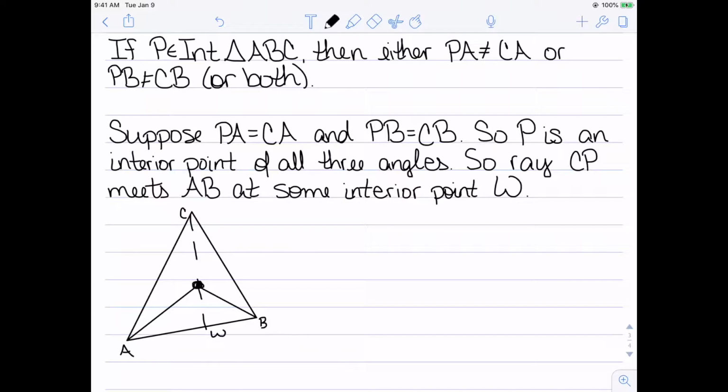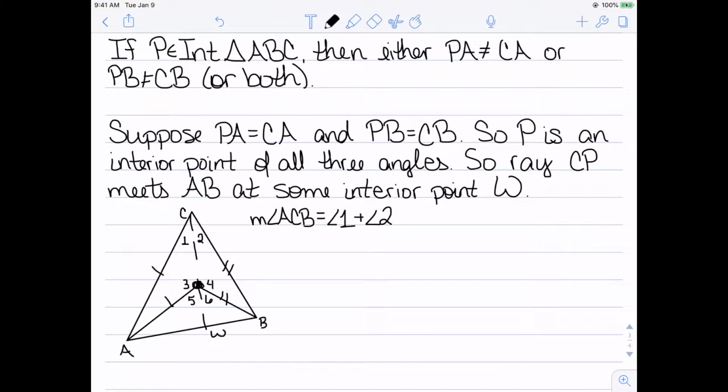And I know that PA is equal to CA. So I know these two sides are congruent. And PB is equal to CB. So those two sides are congruent. There are 6 angles here that I'm going to be concerned with, which I've numbered 1 through 6.